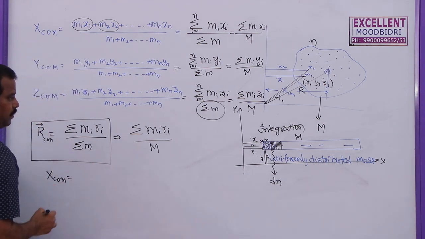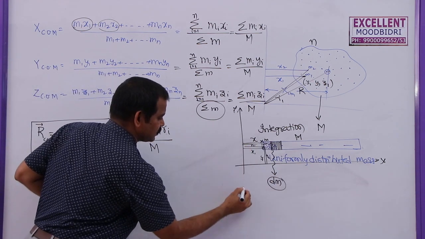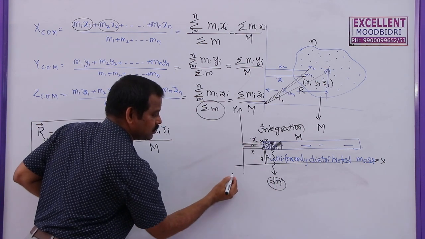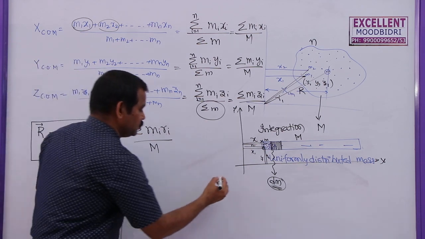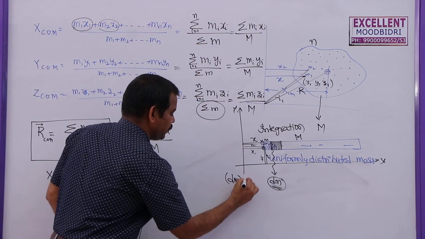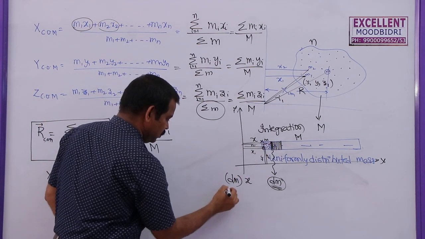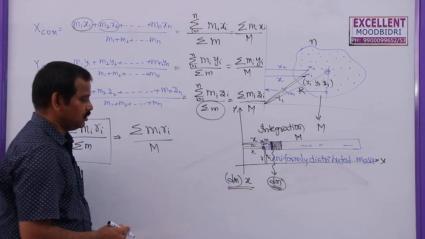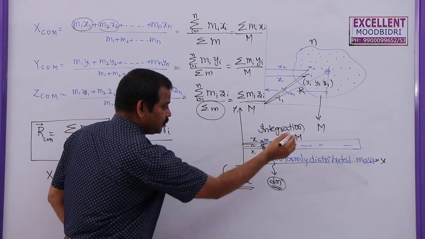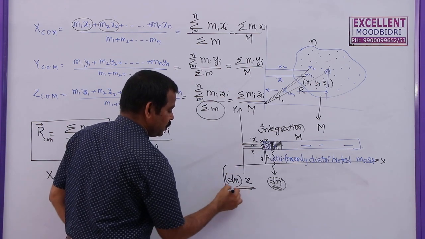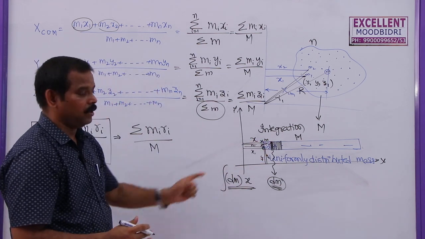XCOM is given by, actually speaking, the mass of this one is dm and the distance is x. So the product of mass of the small element and distance is dm into x. The mass is dm and the distance of this strip from the y axis is x. So this is the product of mass and distance. Now, if you integrate this from lower limit to upper limit, you will get the entire moment of all these particles.